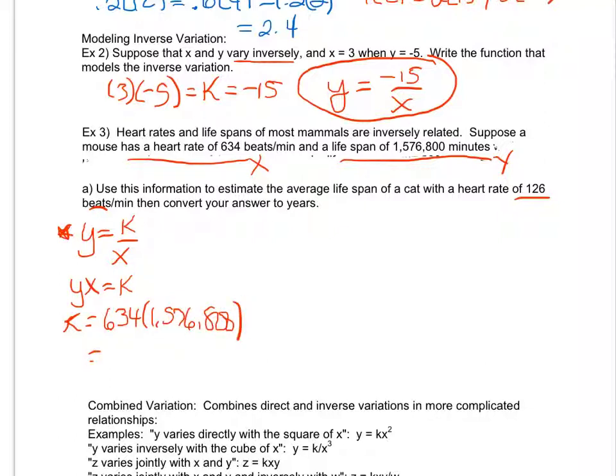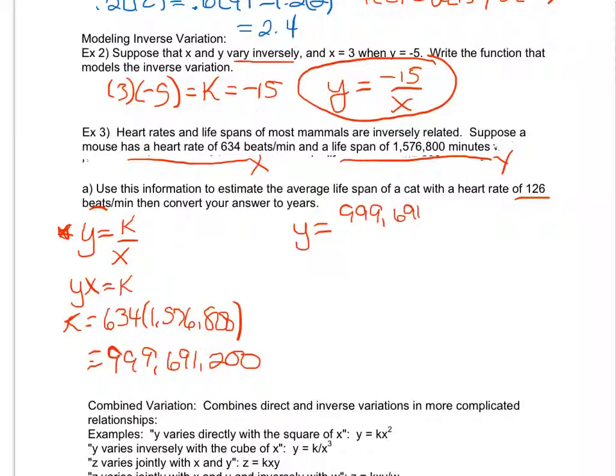Once I put that into my calculator, I get a large number. I get 999,691,200. Huge K. So I get y equals that K over my x of 126 beats.